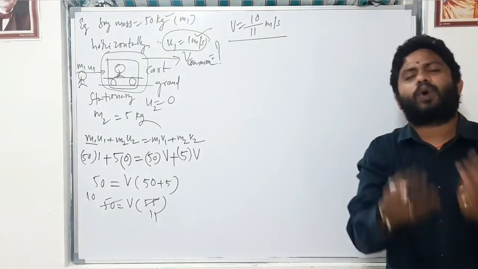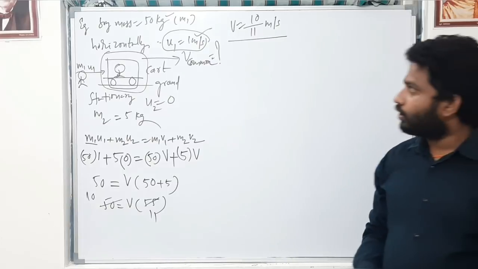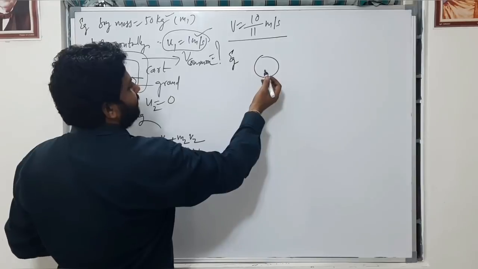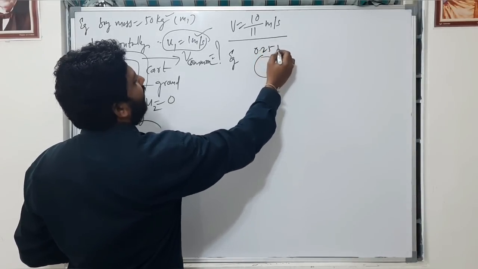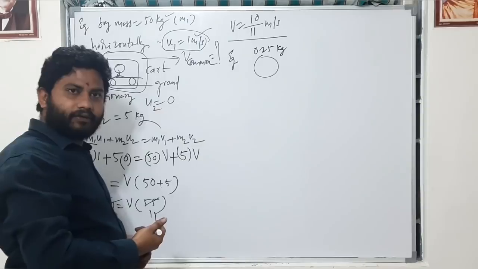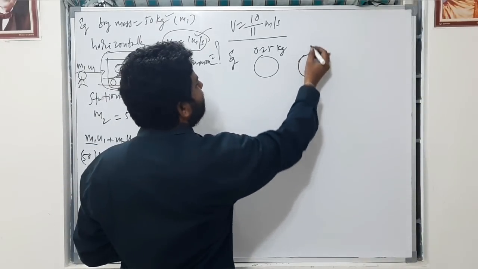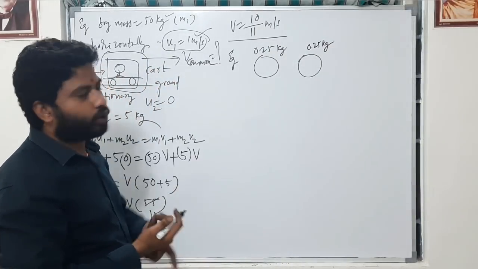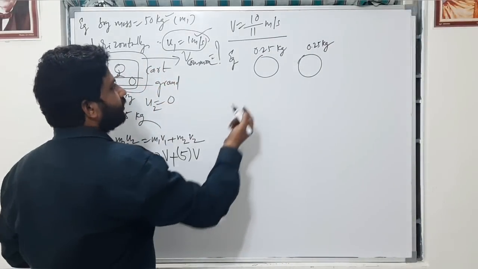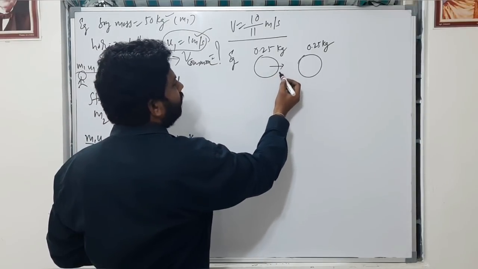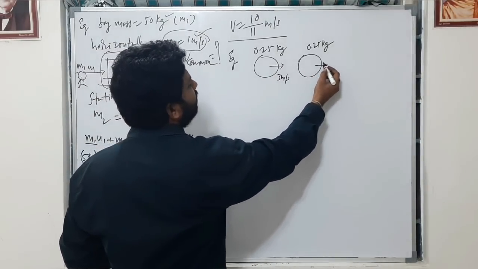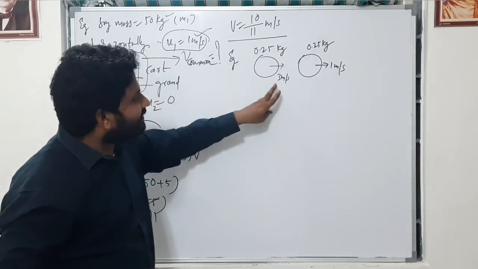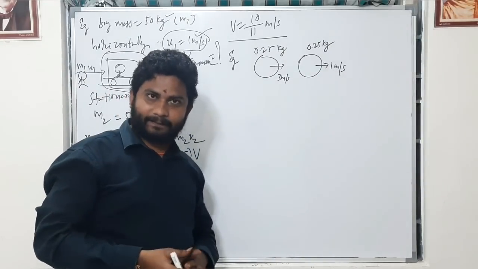Let's see one more question based on combined velocity. This is a little interesting question. There is a body of mass 0.25 kg. Another body of mass 0.25 kg. Both two bodies I've considered. It's a before collision condition. Before collision, both the bodies are moving. This is moving with 3 meters per second and this is moving with 1 meter per second. I hope you understand why it is 3 meters per second and why it is 1 meter per second.